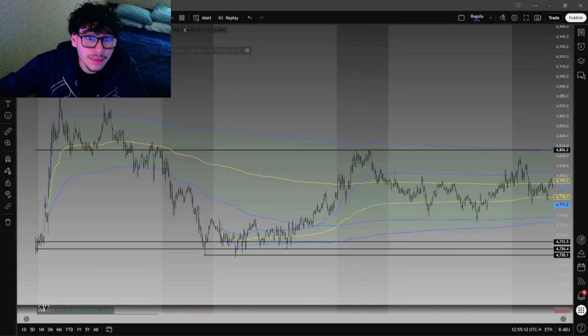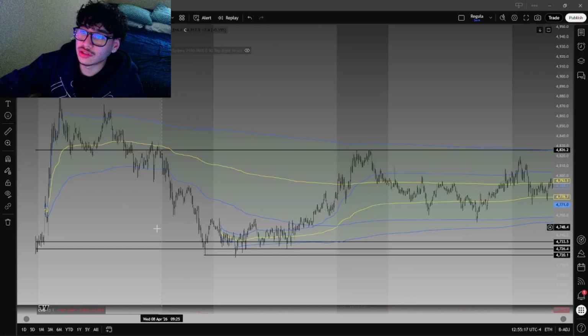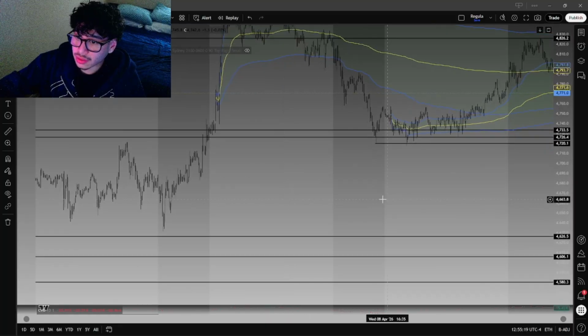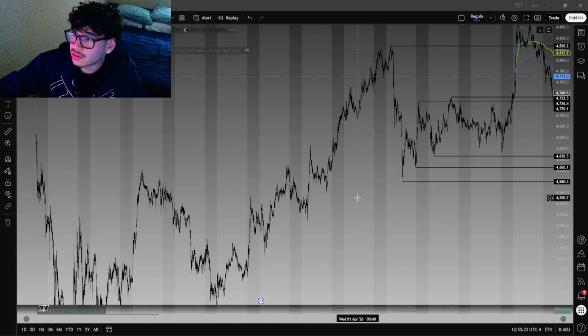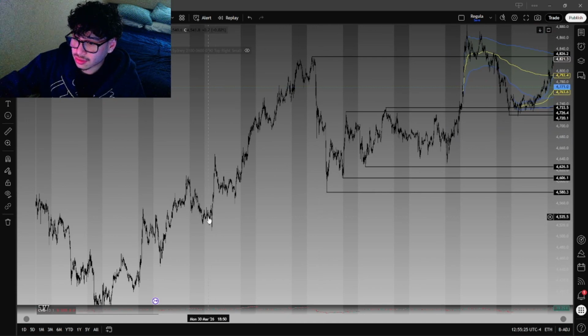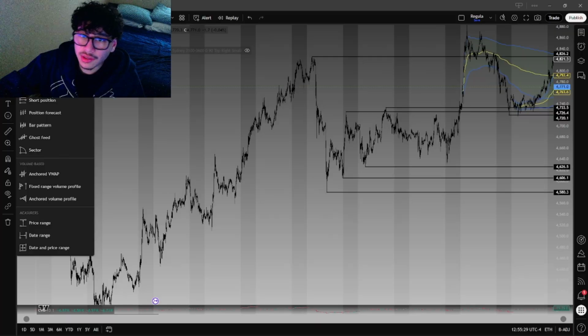If price is above the anchored VWAP, that usually means buyers are in control. Let me show you something. For example, let's go back. You see this trend here? Let's find the most recent one. And you can also find it right here.